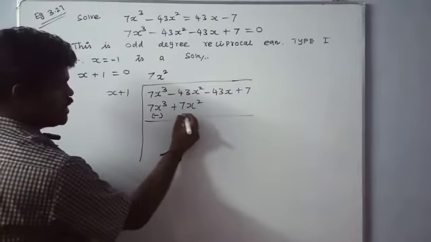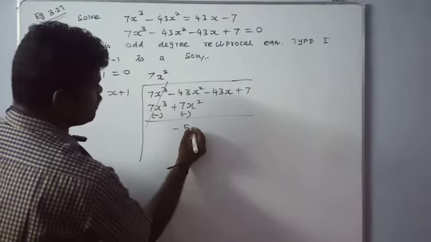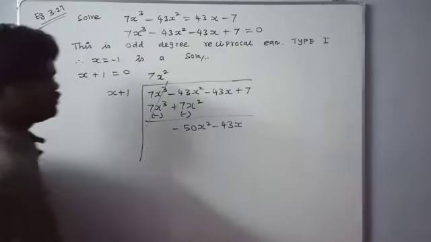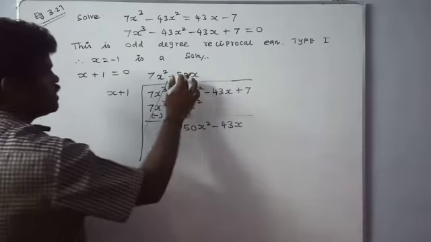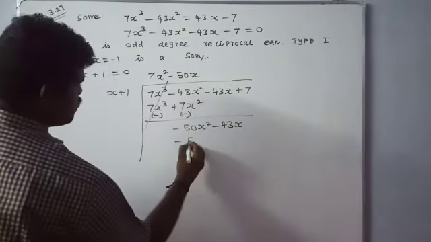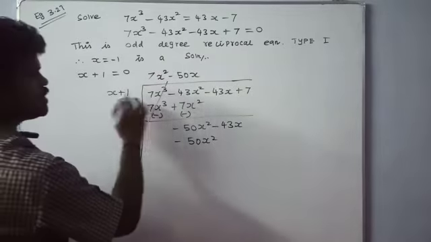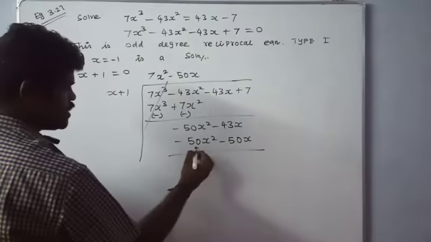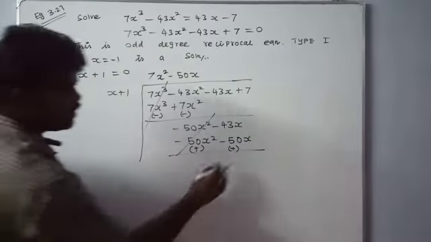Here minus and here minus. Cancel these two terms. What is the value? Minus 50x squared minus 43x. And here minus 50x, because we have to multiply minus 50x into x, minus 50x squared, and minus into plus minus 50x. Here cancel this plus, and this one is plus. Cancel these two values.